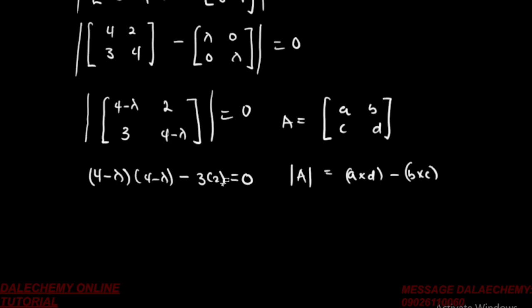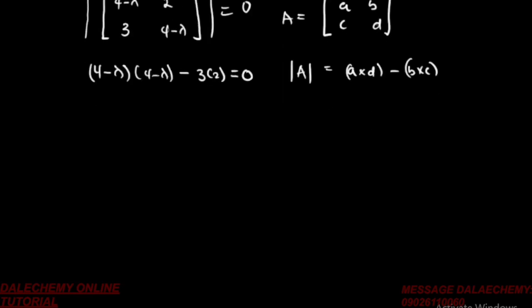So we are going to continue. We're going to open this bracket. We have 16, 4 times 4, 16, then 4 times minus lambda, that's minus 4 lambda, minus lambda times 4, that's minus 4 lambda as well. Then minus lambda times minus lambda, that's plus lambda square. Then minus 3 times 2 is 6 equal 0.